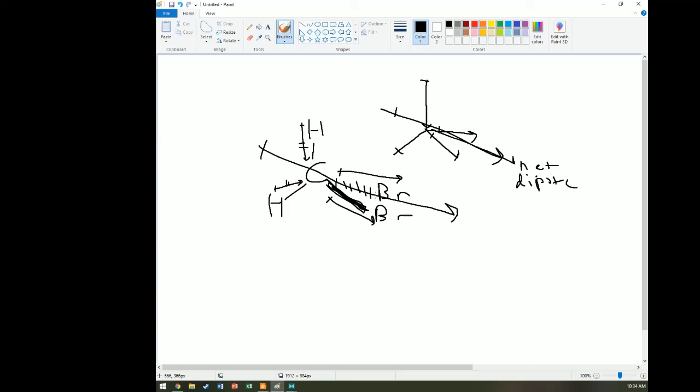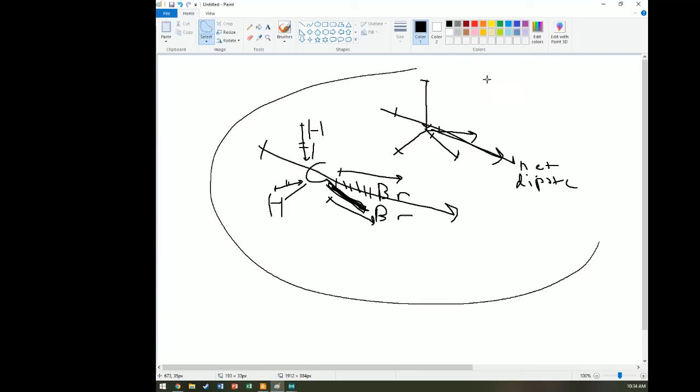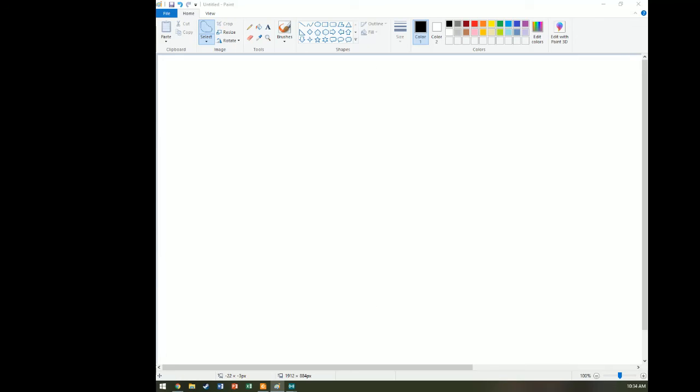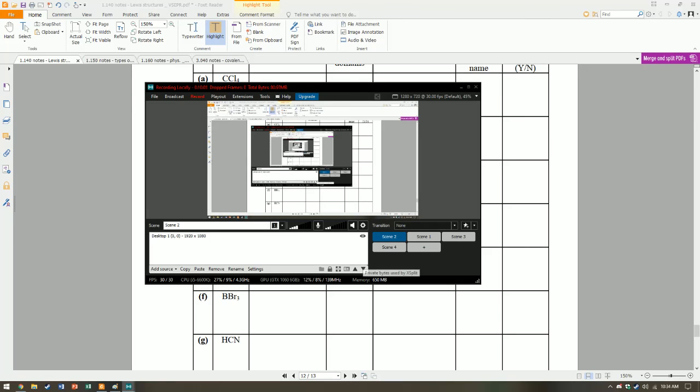Because we can clearly see here, there's an accumulation of positive charge, and here's an accumulation of negative charge. So that's roughly how you're meant to do it. It does take a bit of time, and I'll probably do a video worksheet dedicated to this sort of thing. But for now, that's how you do it.